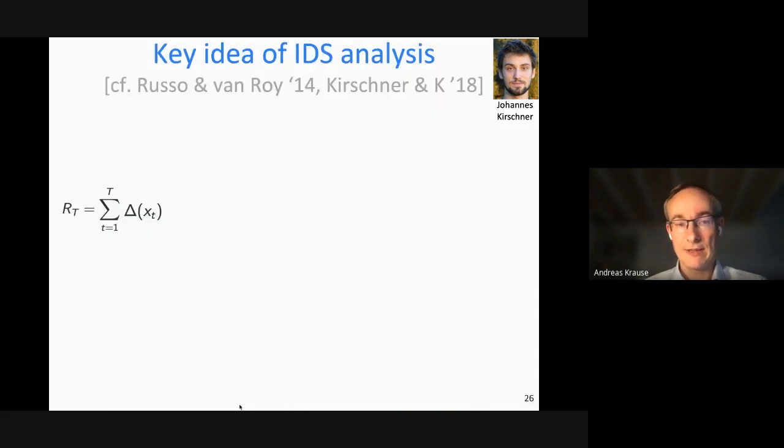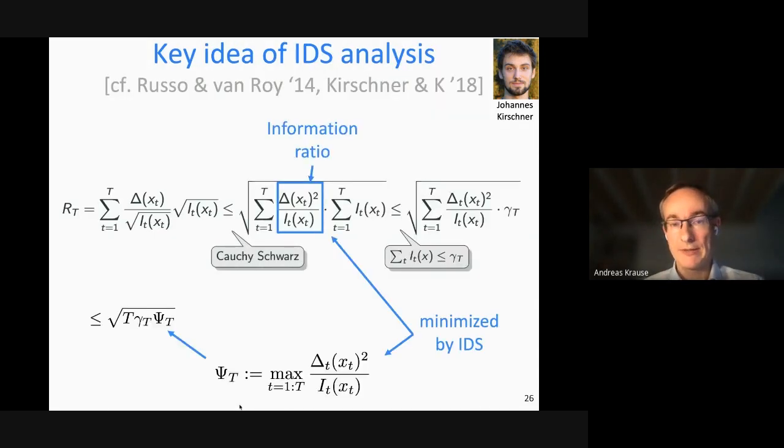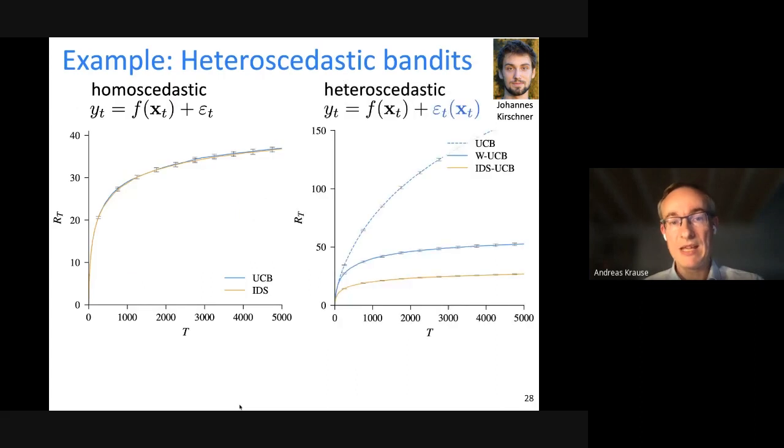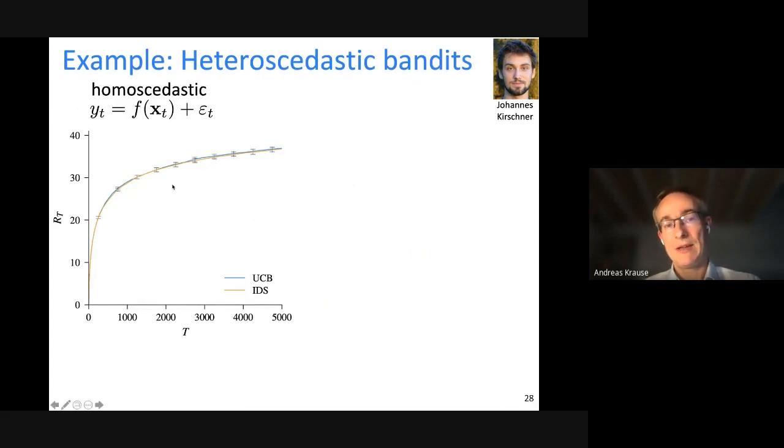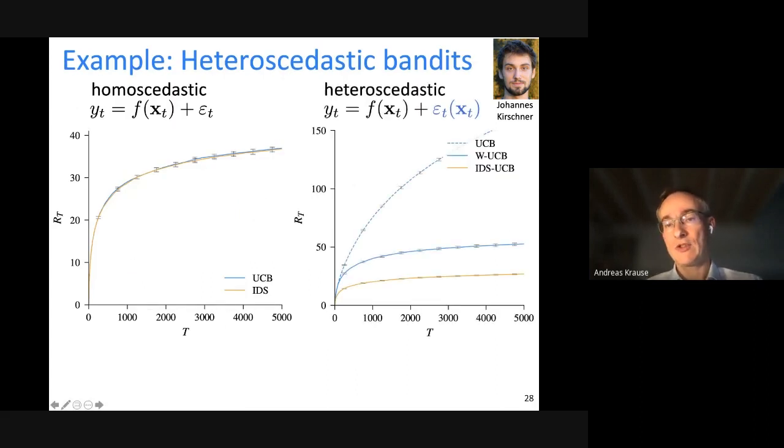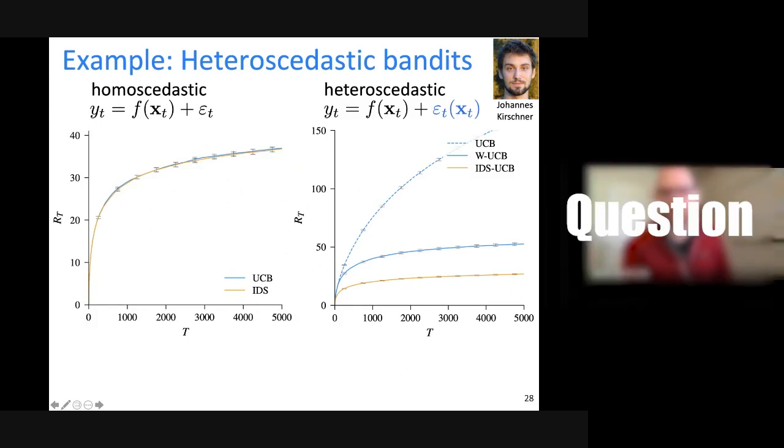And that's essentially the results that I showed in the plots here, where this behaves like UCB in the homoscedastic case, but does substantially better in the heteroscedastic case. Okay, so could I say that the answer to my first question is yes, it's always as good or better?